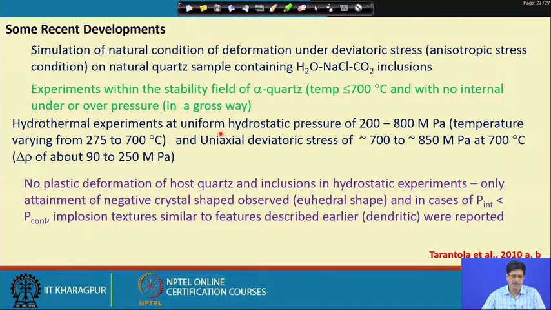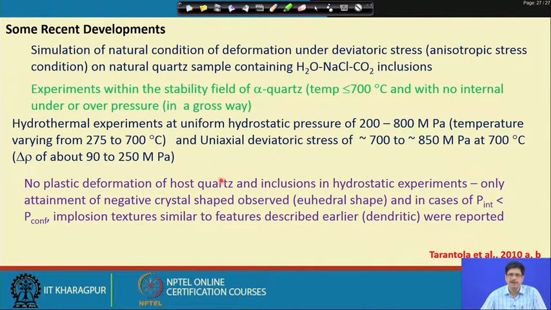In this context, some recent developments which have taken place also need to be discussed. As compared to the situation which was initially described about the reequilibration experiments on synthetic inclusions, which were done on pure aqueous inclusions, in the situation being described here the experiments were done as has been referenced here.